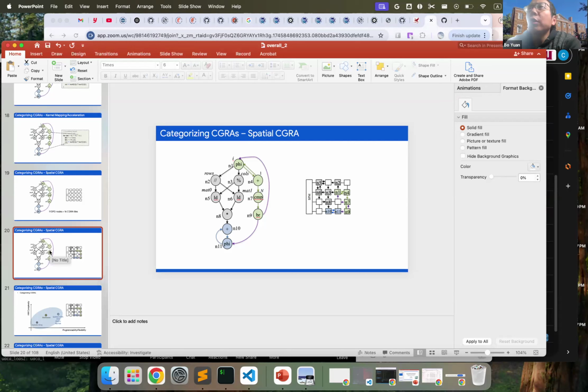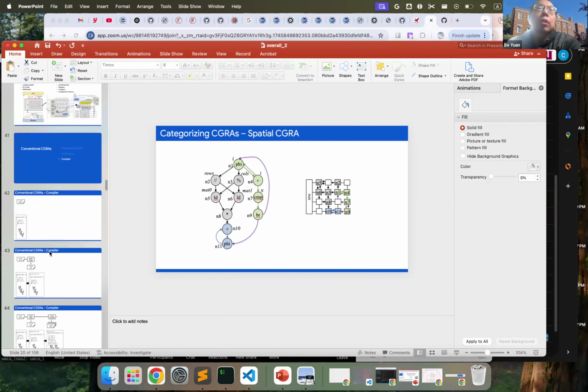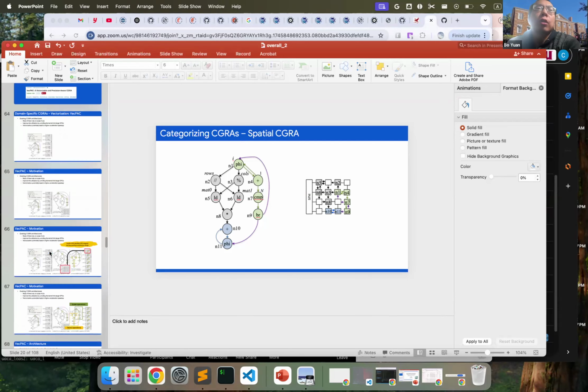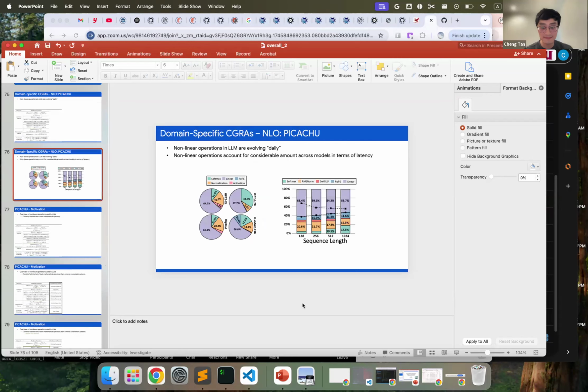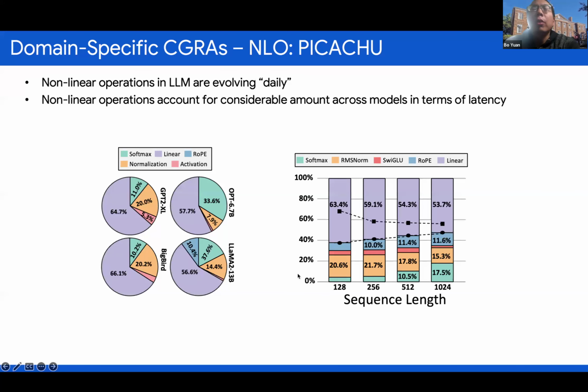For the Pikachu work, you show the breakdown of the different types of operations as the length increases. I'm a bit surprised that as the sequence length increased, the portion of the linear operations actually reduced, because we know that attention is a quadratic operation with the sequence length. Yeah, that's a good question.